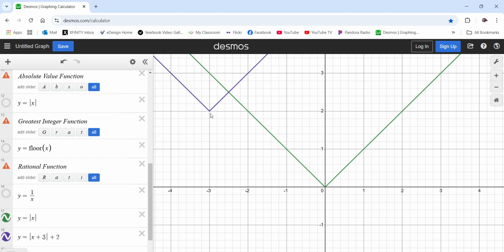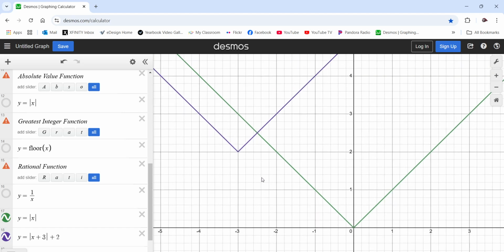So where's the vertex of that thing going to be? It's going to be at negative 3, 2. All right? So if I asked you to graph this, would you have to do a table, put a whole bunch of points in and figure out where they're located? You shouldn't have to, all right? Because you know what the thing inside this particular absolute value does to it, and you know what the number on the outside does to it.